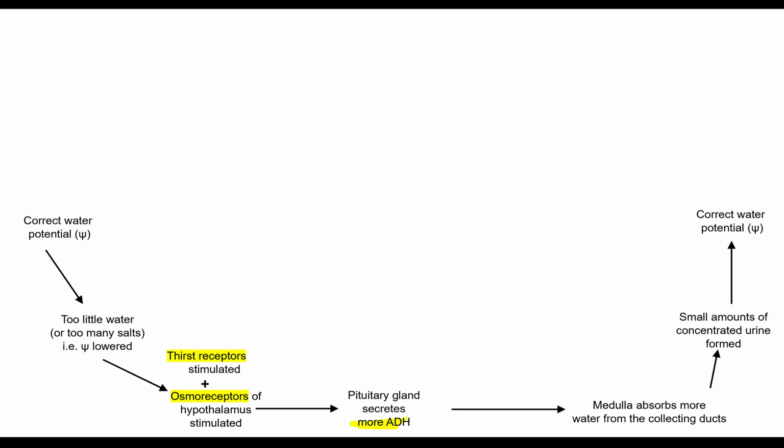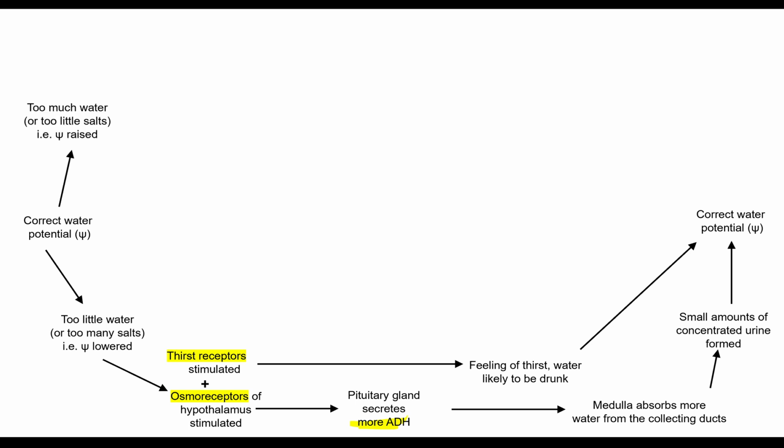That should bring us back to the correct water potential, because the water in the medulla can then be reabsorbed by osmosis back into the bloodstream. And obviously, if our thirst receptors have been stimulated, we're going to feel thirsty. Water's likely to be drunk, which is a behavioral response. And again, that should bring our water potential back to the correct level.